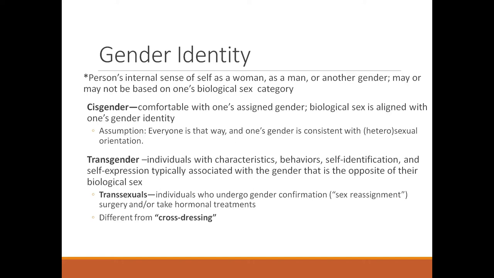So we live in a society that does not only reinforce heteronormativity, but also a preoccupation and bias in favor of cisgender identity, which pertains to someone who is comfortable with their assigned gender. Their biological sex is aligned with their gender identity. And it leads to the presumption that everyone is that way, that one's gender is also consistent with their heterosexual orientation. People presume that if you identify as a woman, you would identify as heterosexual. If you identify as a man, you also identify as heterosexual.